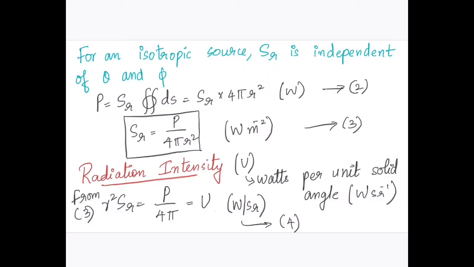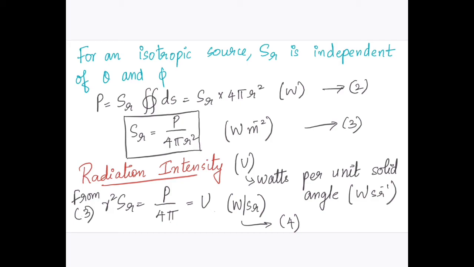Now if you consider an isotropic source, this SR is independent of theta and phi. So the total area will be equal to 4 pi r square. So SR into the surface integral ds can be written as SR into 4 pi r square in watts. So the Poynting vector SR is equal to P divided by 4 pi r square.